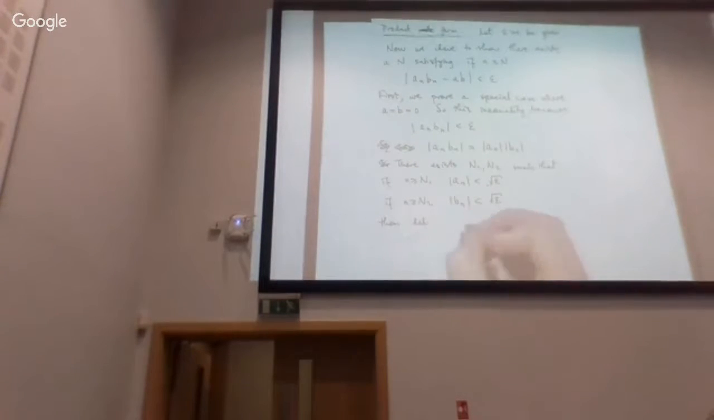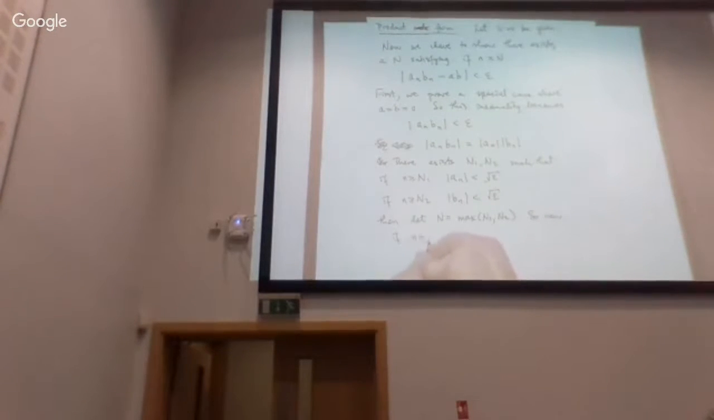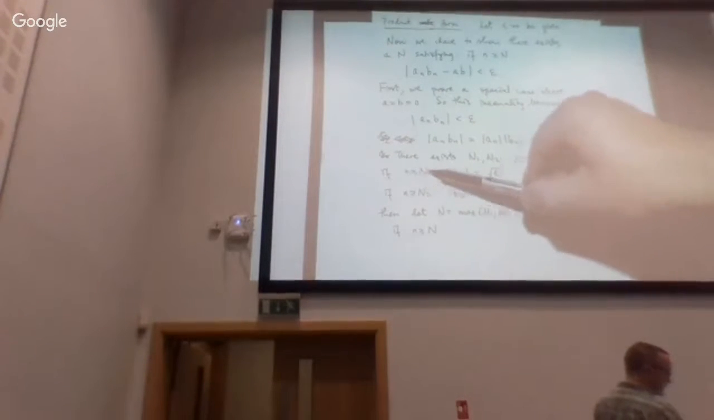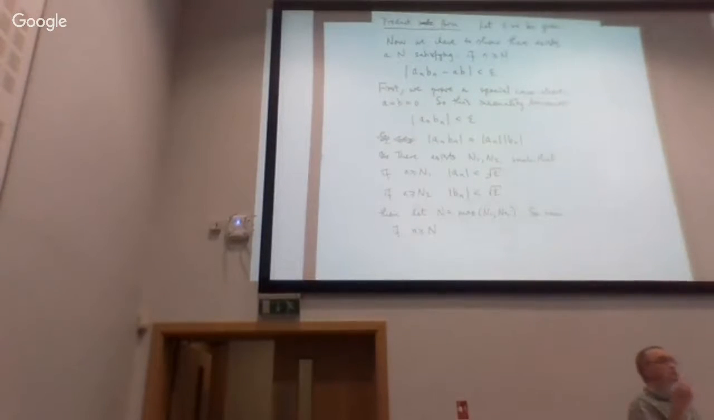So then it finishes off in the same way as before. We let capital N be the maximum of n1 and n2. So now, if my n is bigger than capital N, then I know that both these conditions, n bigger than n1 and n bigger than n2, are satisfied, because capital N was chosen to be the larger of the two. So this absolute value, which is equal to the product of the absolute values, is strictly less than root epsilon times root epsilon, which is epsilon.